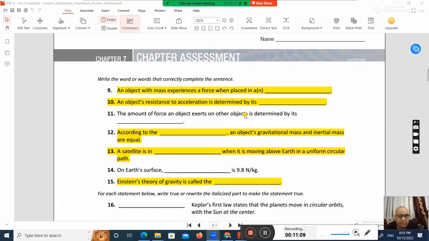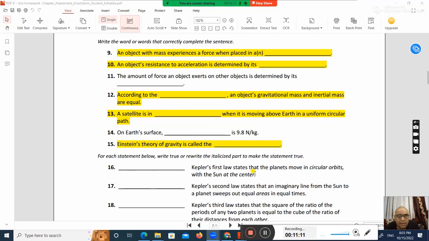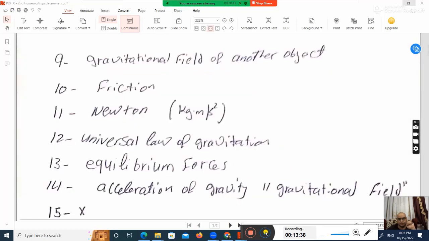The next question. Let's start these questions, guys, starting from question number 9. An object with mass experiences a force when placed in the gravitational field of another object. An object's resistance to acceleration is determined by its inertia. The amount of force an object exerts on another object is determined by its mass.